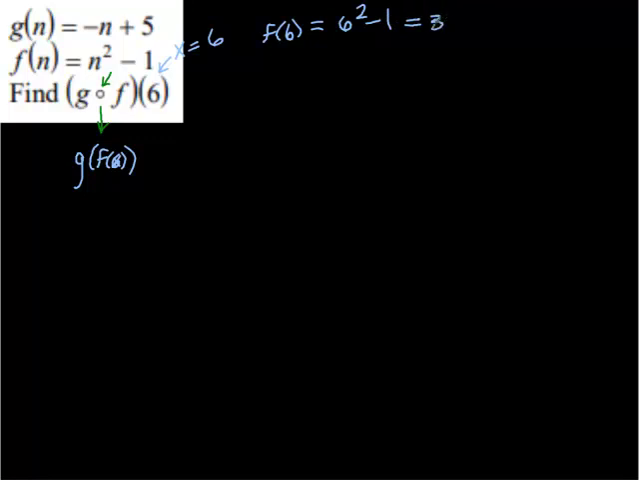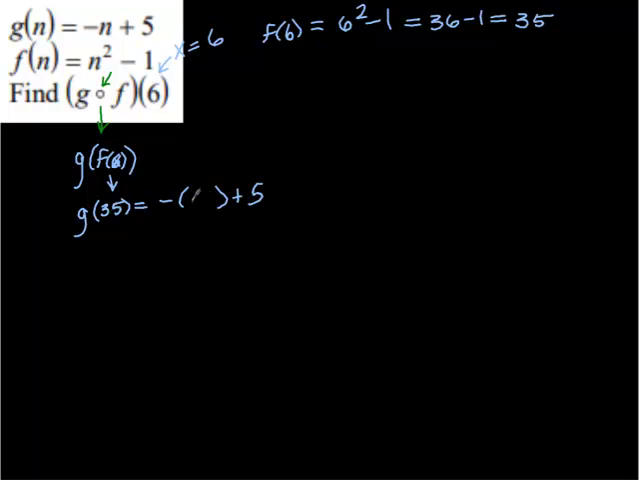So that's 36 minus 1 equals 35, right? Now we can evaluate g of 35, because 35 is f of 6. So g of 35 is the opposite of n plus 5.